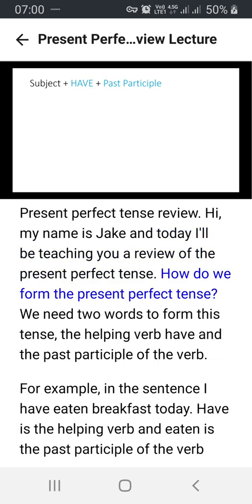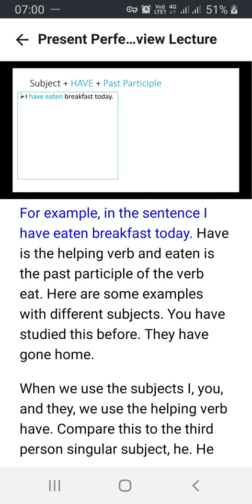How do we form the present perfect tense? We need two words to form this tense: the helping verb have and the past participle of the verb. For example, in the sentence, I have eaten breakfast today, have is the helping verb, and eaten is the past participle of the verb eat.